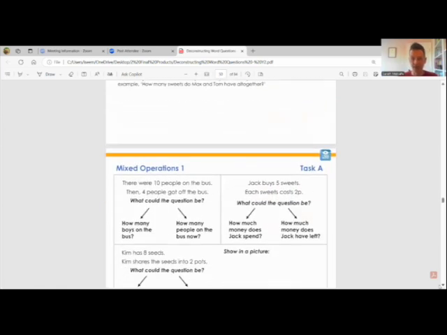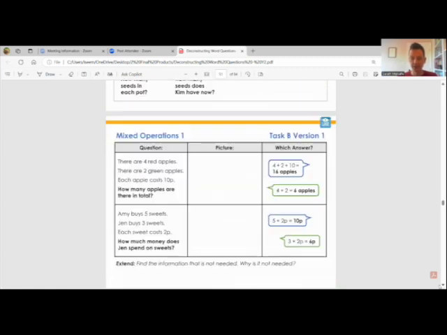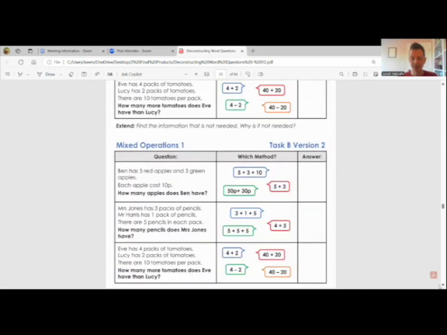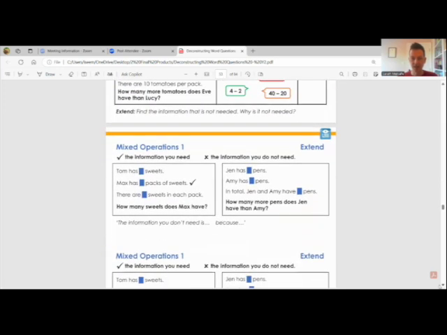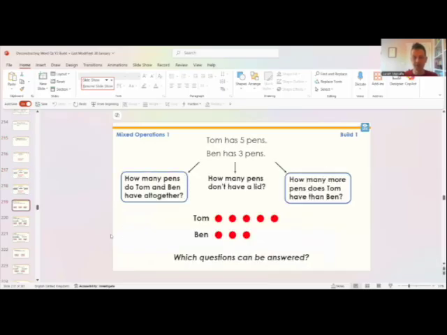So I'm going to show you this task. This is from Deconstructing Word Questions for Year 2. We're going to have a look at task A, task B version 1, task B version 2, and the extend task. Now, of course, the other part to that, which I'll just showcase now, is the build task. This is a PowerPoint file. And again, I'm going to bring this up. We're about to have a look at this one.